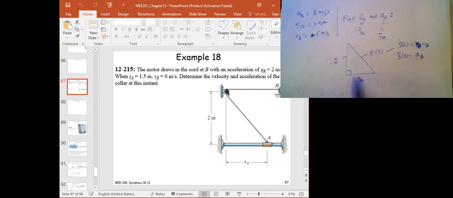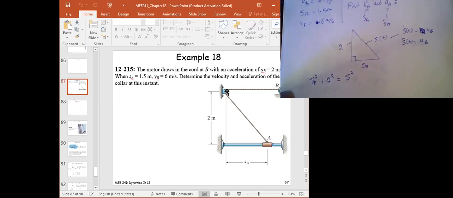Based on the Pythagorean theorem, I can write that SA squared plus 2 squared is equal to S squared. You guys agree? Yes. Okay, so we have SA squared plus 2 squared equal to S squared, and the velocity and acceleration of this cable are simply related to the velocity and acceleration at the pulley B, right?